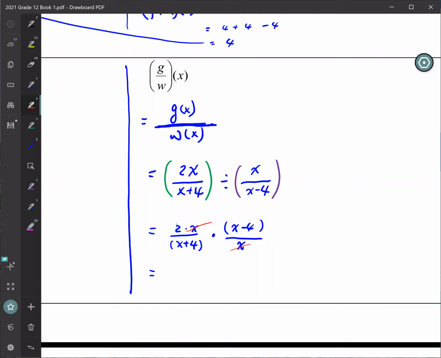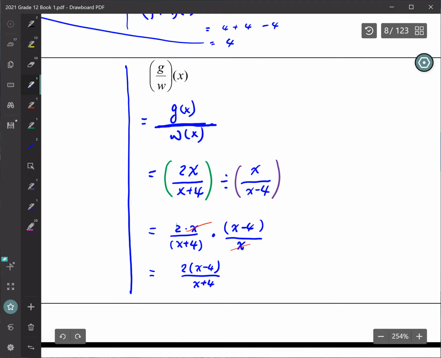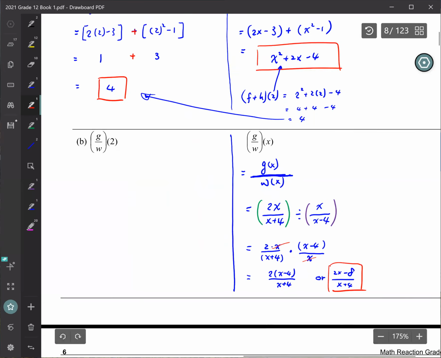X plus 4, x minus 4, they are not the same. If you want to cancel, it must also be x plus 4 on the top. So this one, not much to cancel. You just leave it like this. You can either leave it like that or you can expand the top. Either one, you can leave it as your answer. So let's go back. We get to here. So that's our expression. And we want to use this to find our answer to the left side.